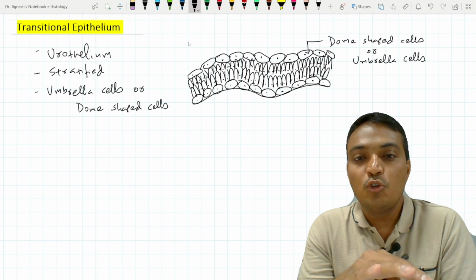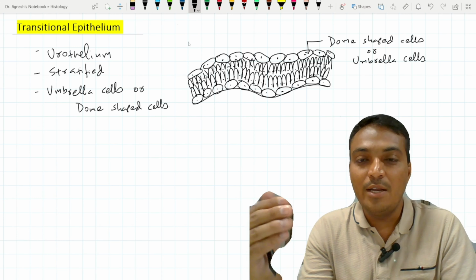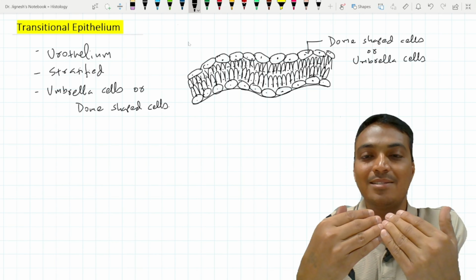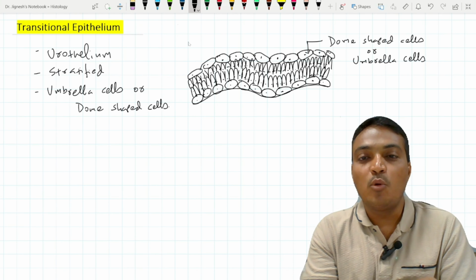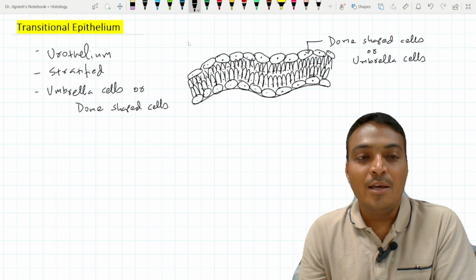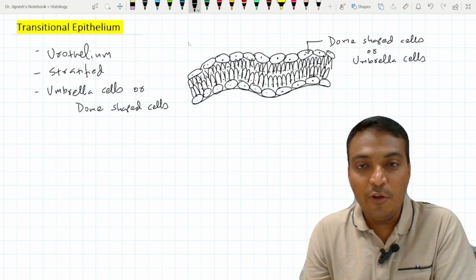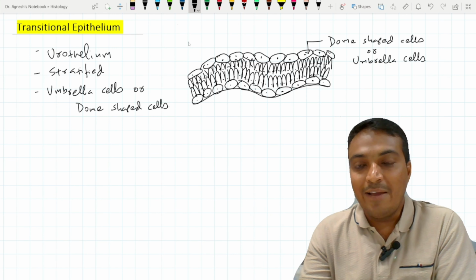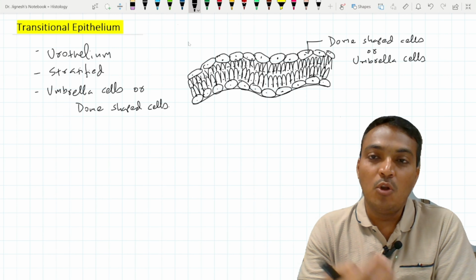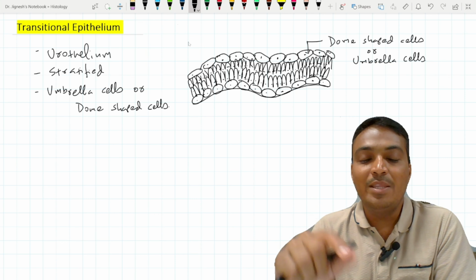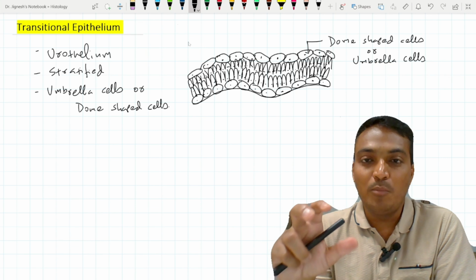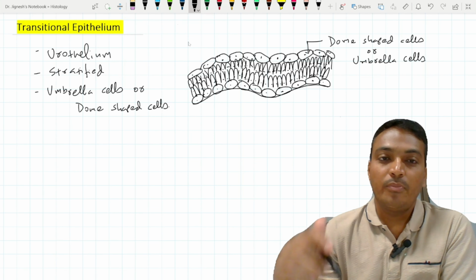These umbrella cells or dome cells are actually connected with each other through tight junctions and a special type of protein called uroplakin, which is responsible for prevention of the entry of urine from the cavity of the bladder into the wall of the bladder. So this type of epithelium is also responsible for protection.